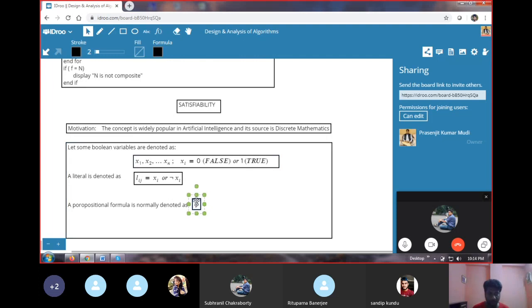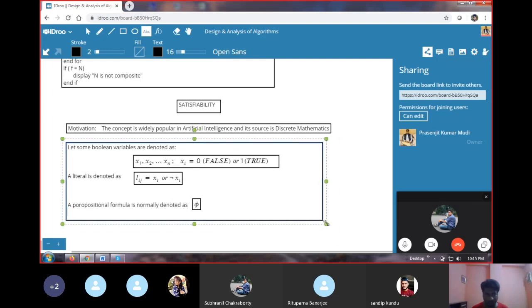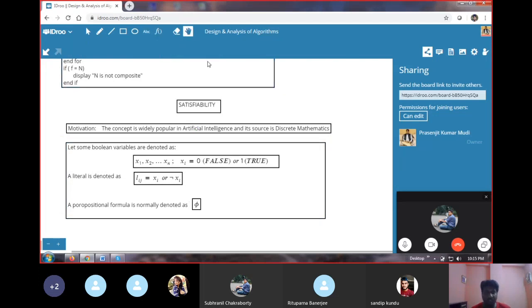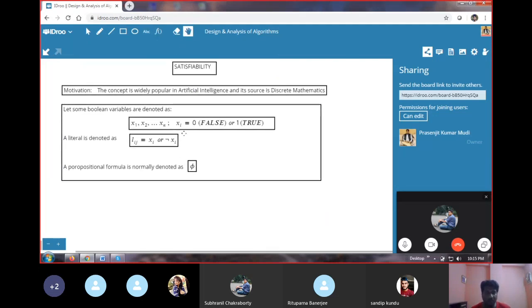Okay, so these are the things. These are some Boolean variables. These are called literals, and these are phi, propositional formula. Now what we want here is to create a decision problem where we have to check whether a given assignment is satisfying the given formula or not.